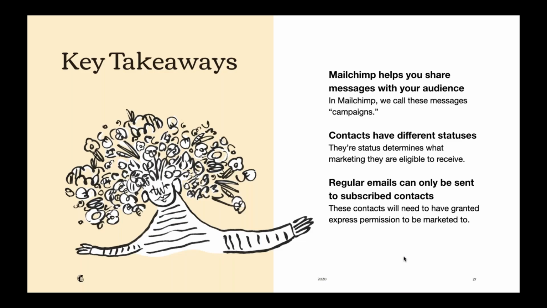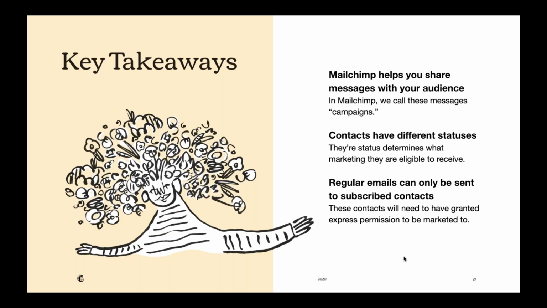So let's take a moment to go over some key takeaways to remember from all of these terms. First, Mailchimp is an all-in-one platform that helps you share emails, ads, and other messages with your audience of contacts. We call these messages campaigns. So just remember, campaigns can be emails, postcards, automated messages, and so much more.